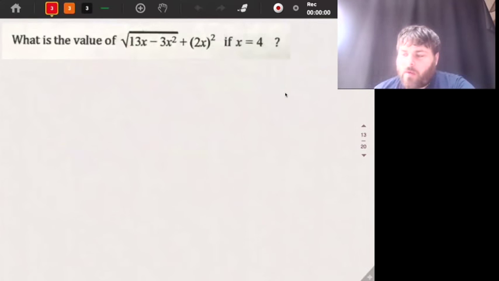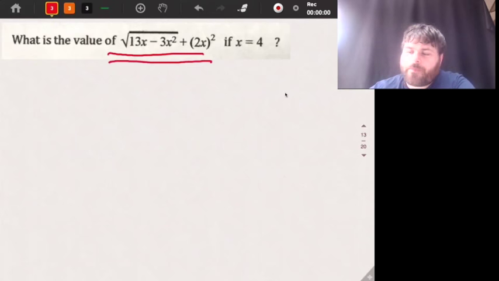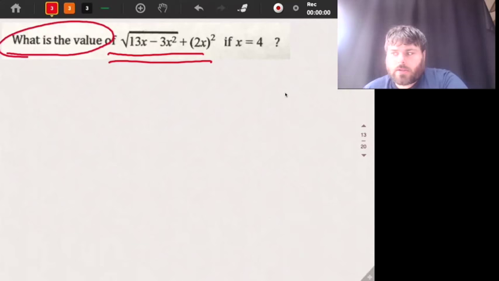All right, next one. What is the value of the square root of 13x minus 3x squared, plus 2x squared, if x is equal to 4? Okay, so this right here is not an equation. There's no equal sign. Now it says what is the value of, so that makes me think maybe I'm going to be evaluating. That word value is in the word evaluate. Okay, so what is the value of this if x is 4?